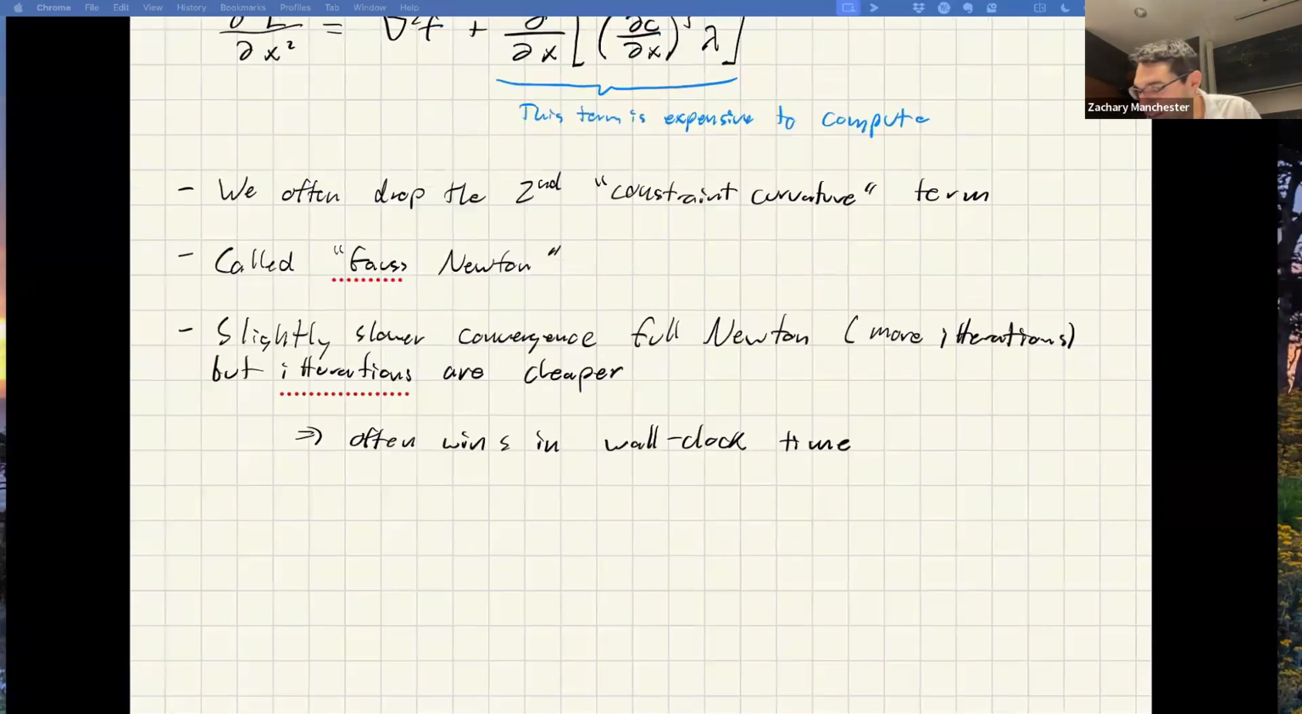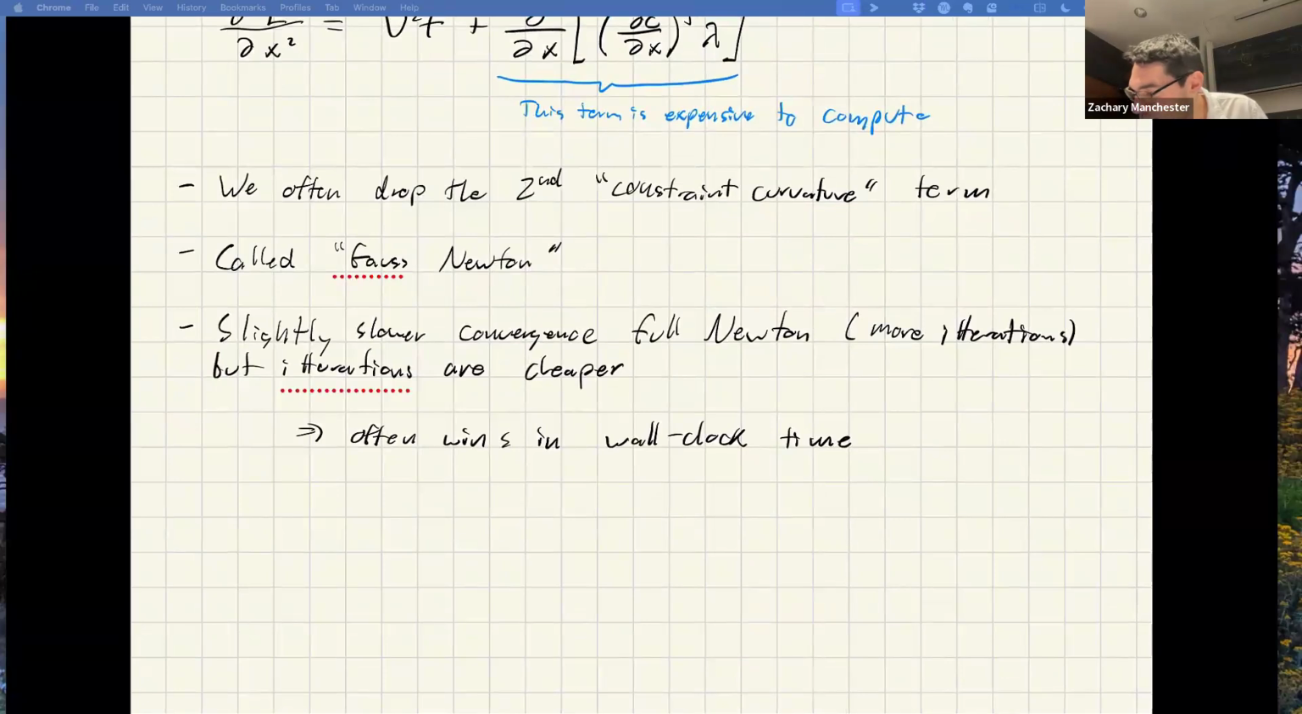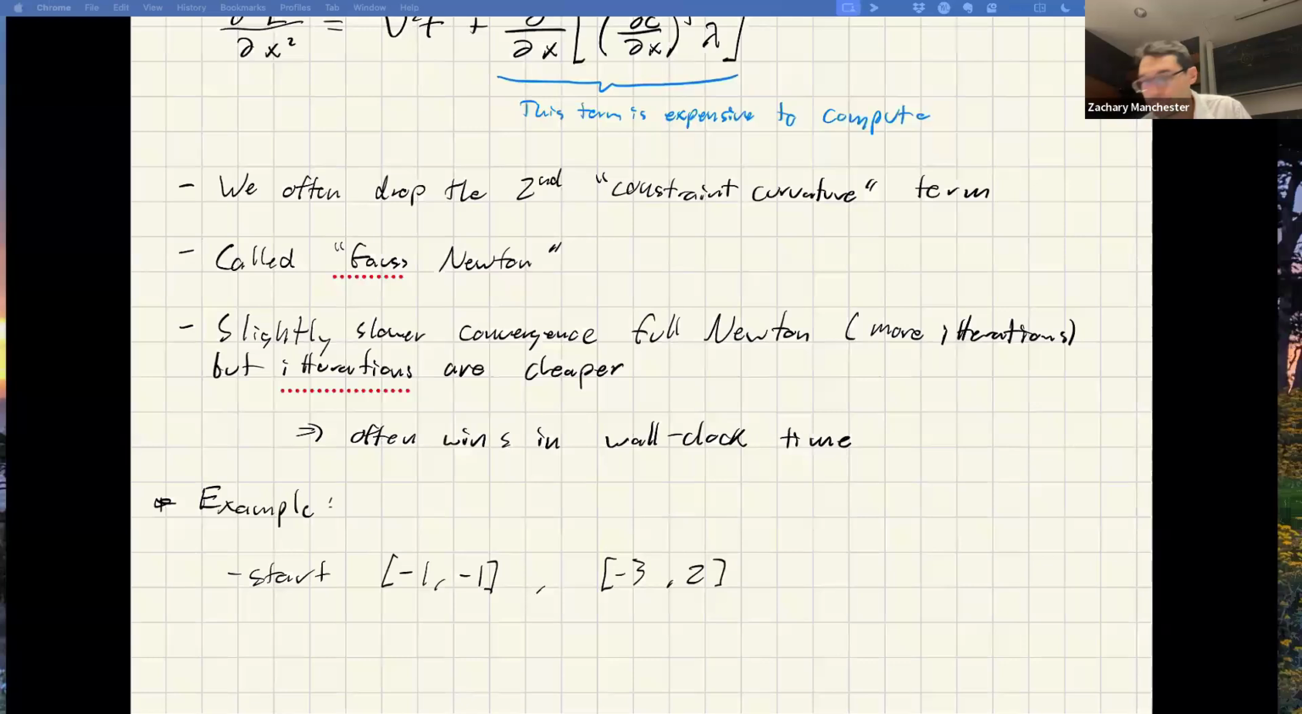Okay, so we did this nice example. You have the code. You can try it yourself and mess around a little bit. But I just want to say, the first time we started at -1, -1, if you want to go back. And then we tried this other point that was a little farther away, and full Newton got stuck.